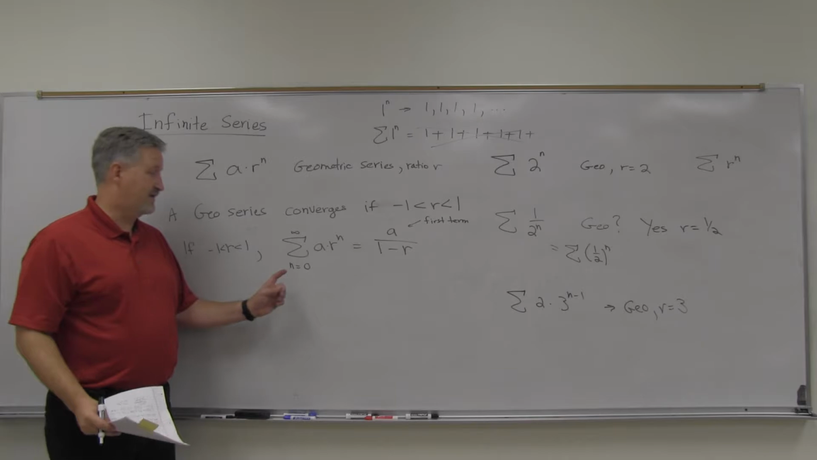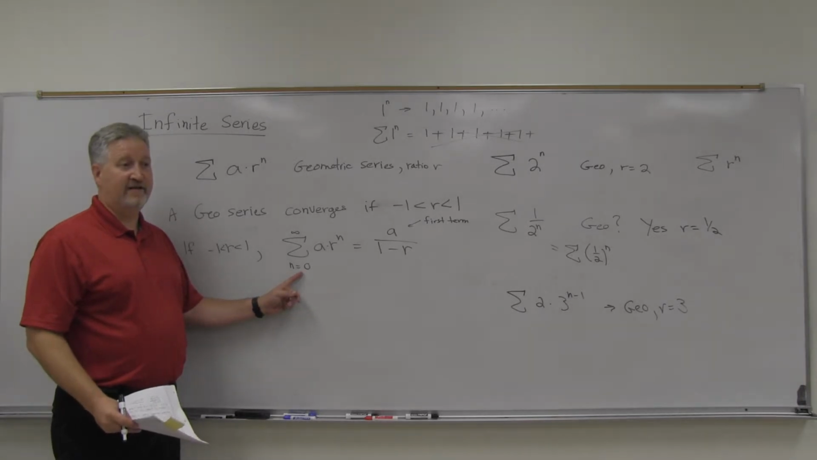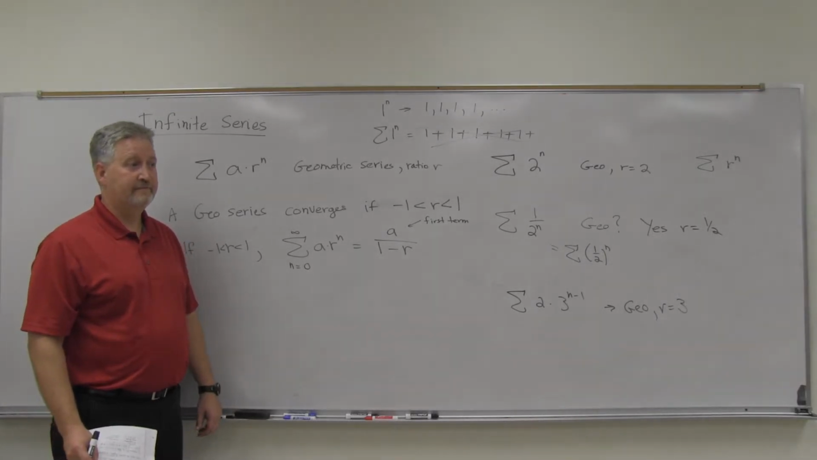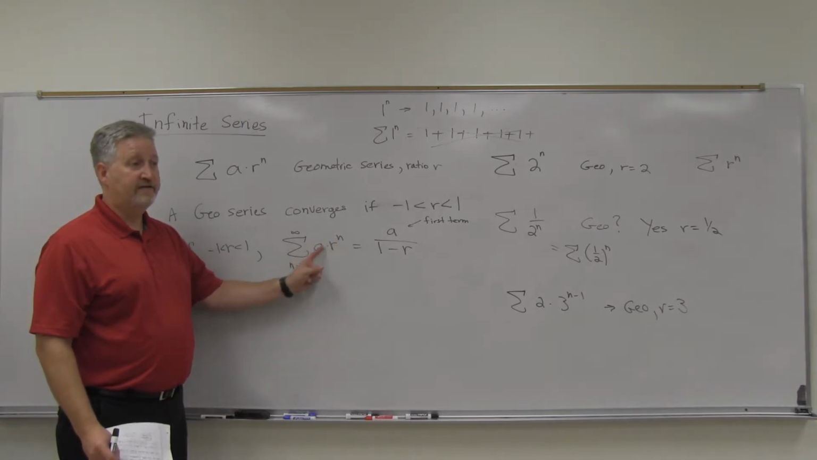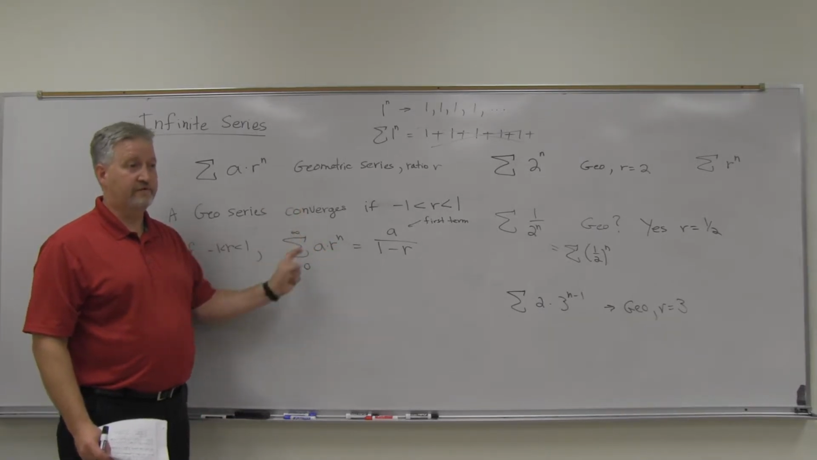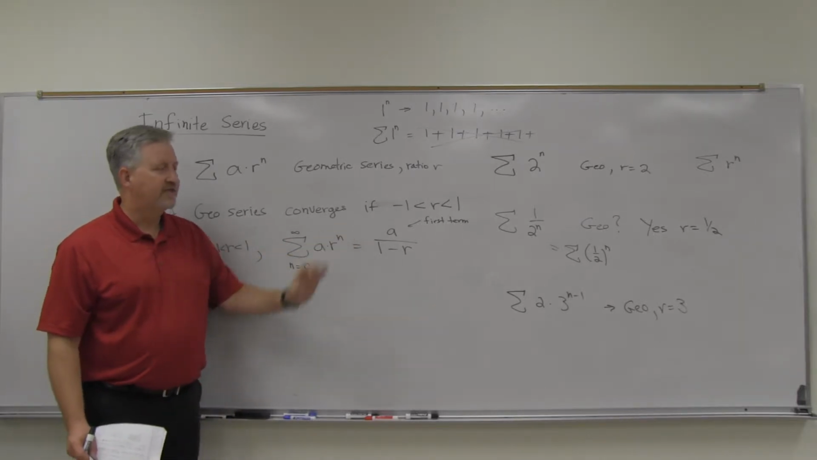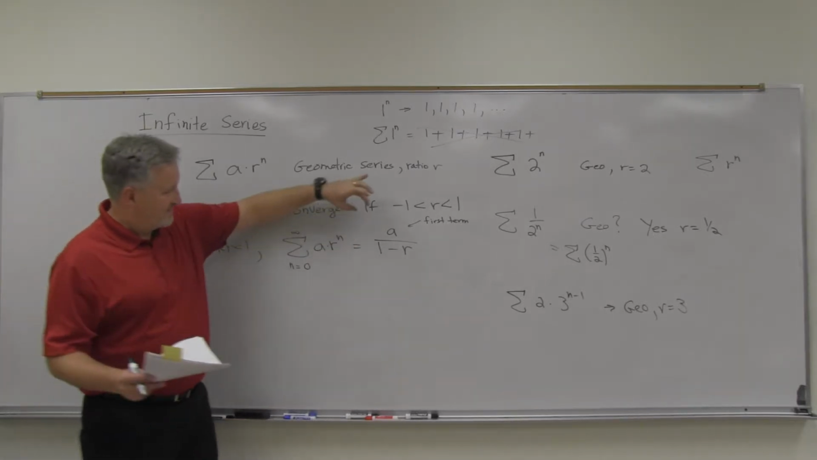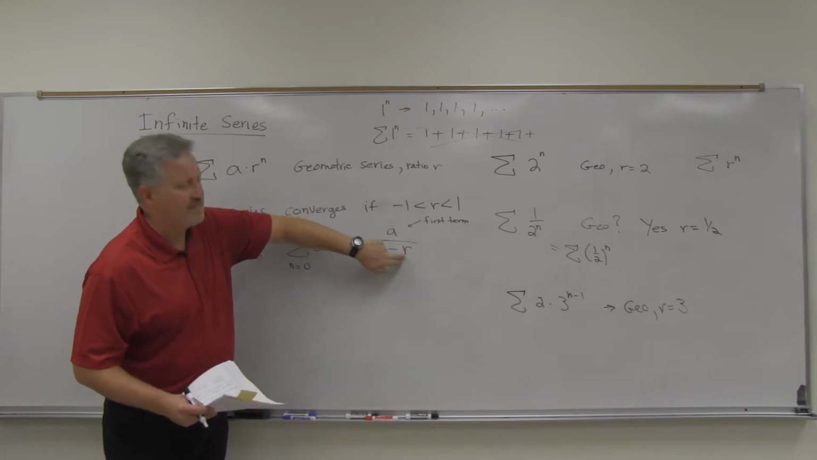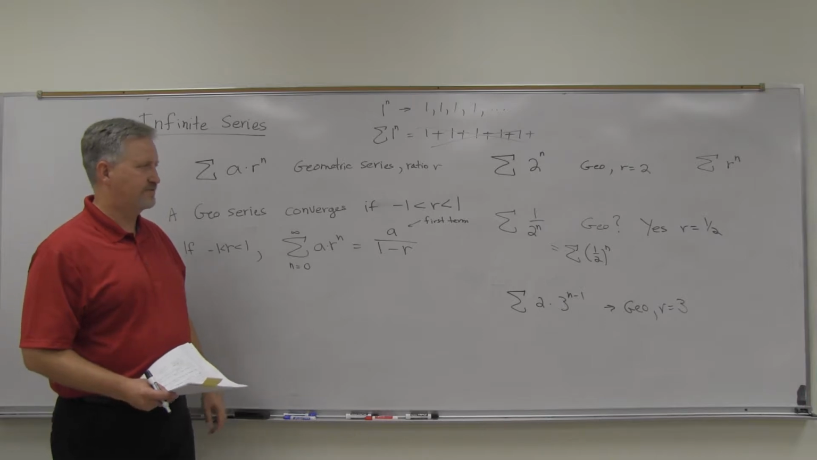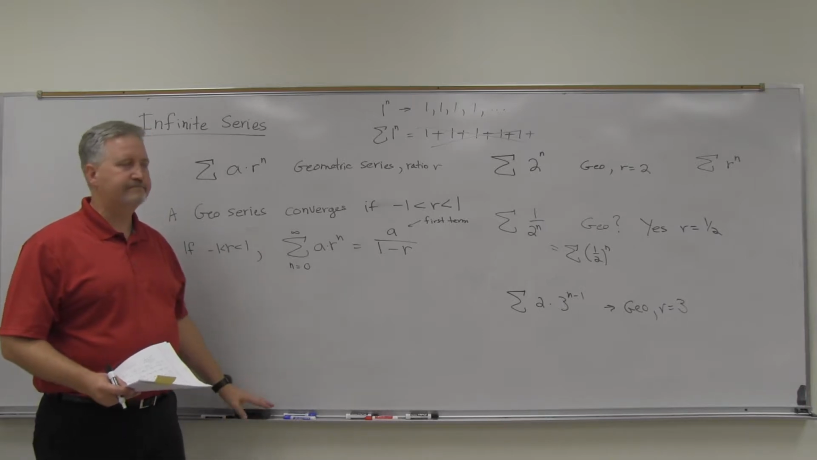And you see why I did n equals 0 here, because if I did n equals 1, A would not be the first term. The first term would be A times R to the first. See what I'm saying? If n equals 0, A times R to the 0, R to the 0 is 1, so the first term is A. So make that little adjustment: it's the first term divided by 1 minus the ratio. That'll get you the sum of the series.